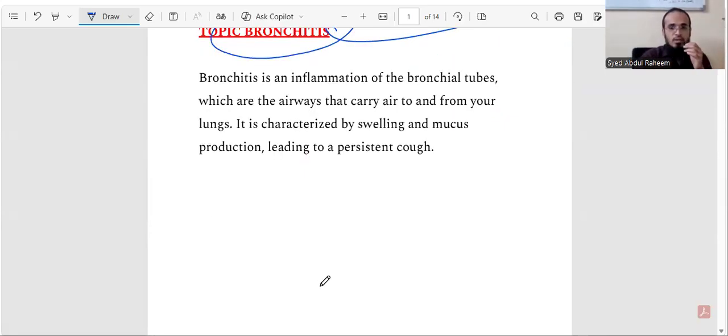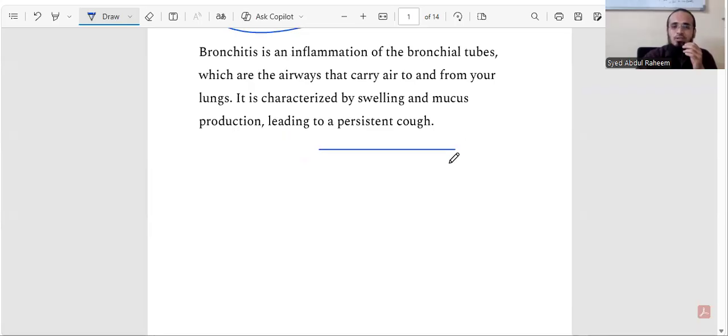You also have persistent cough, swelling, and mucus, because there is an infection. It may be a bacterial infection, a viral infection, or a dust allergy, or if a person smokes heavily, he will also develop bronchitis. It's a common structural change that occurs.